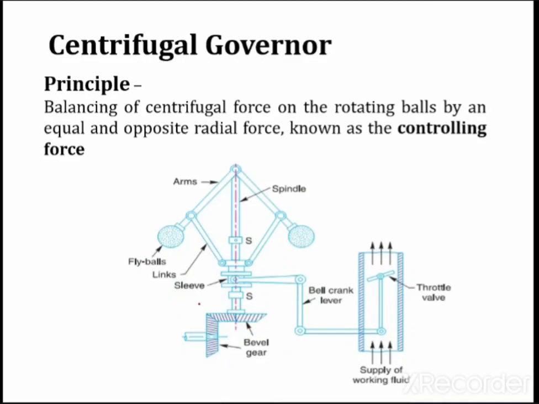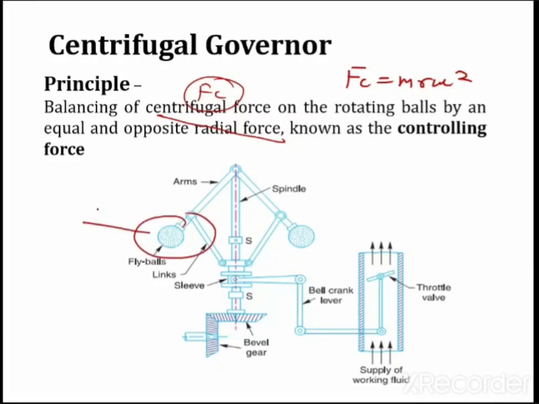Then I started with the concept of the centrifugal governor. I explained yesterday, giving the example of a starting motor, how the centrifugal force goes on increasing. How do we denote centrifugal force? m r omega squared, right? So what is the first principle? The balancing of the centrifugal force, given by Fc, on the rotating balls. You can see these are the rotating balls, also called fly balls. So the centrifugal force on the rotating balls is balanced by an equal and opposite radial force.